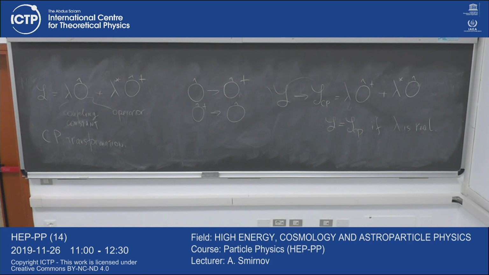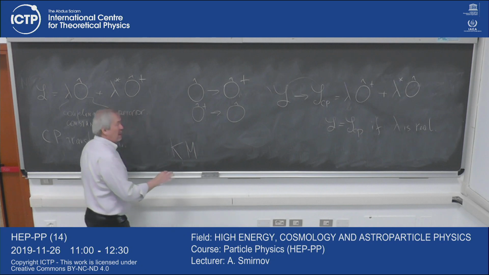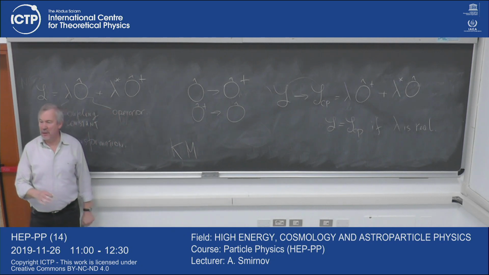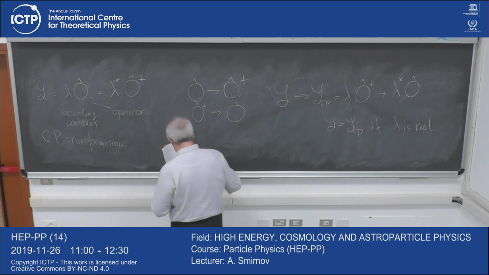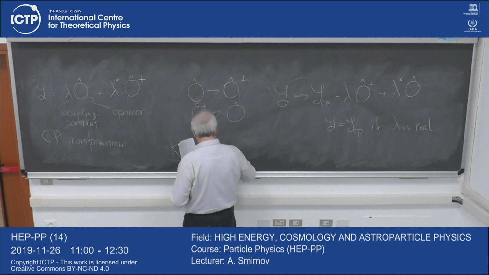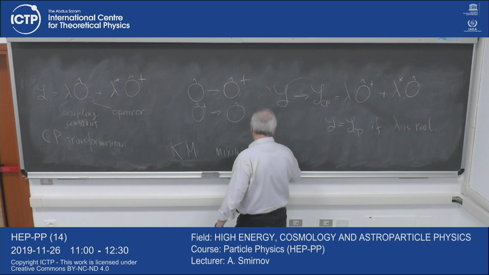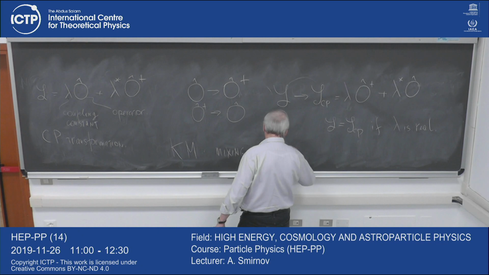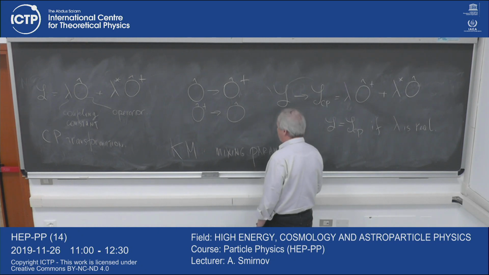Okay? So what Kobayashi and Masukawa suggested is precisely that you have some couplings in your Lagrangian which are complex numbers, and they suggested that these are mixing parameters. So mixing parameters are complex.